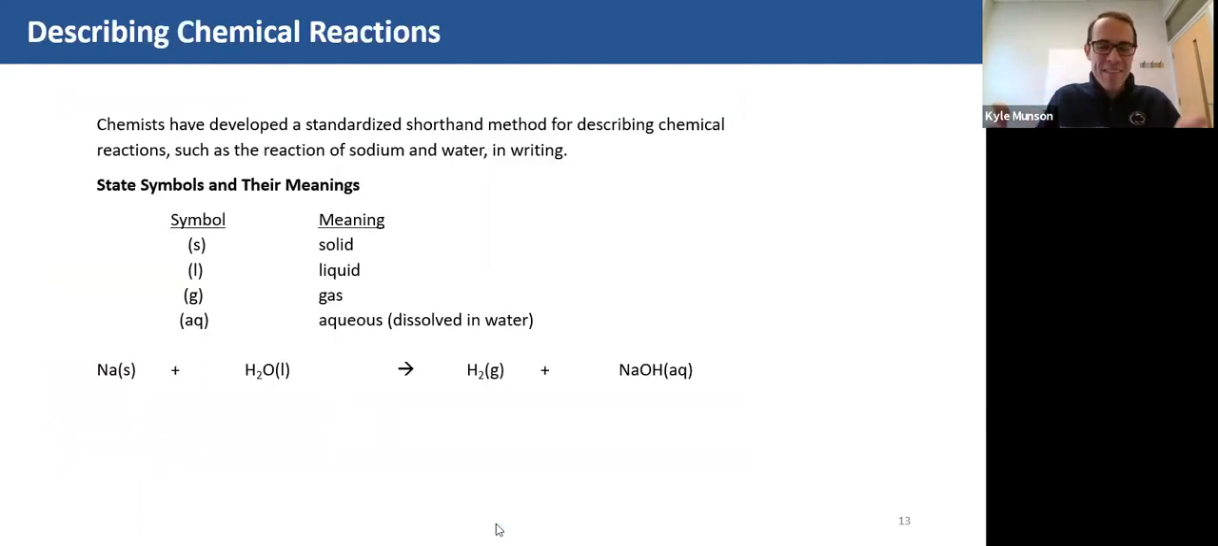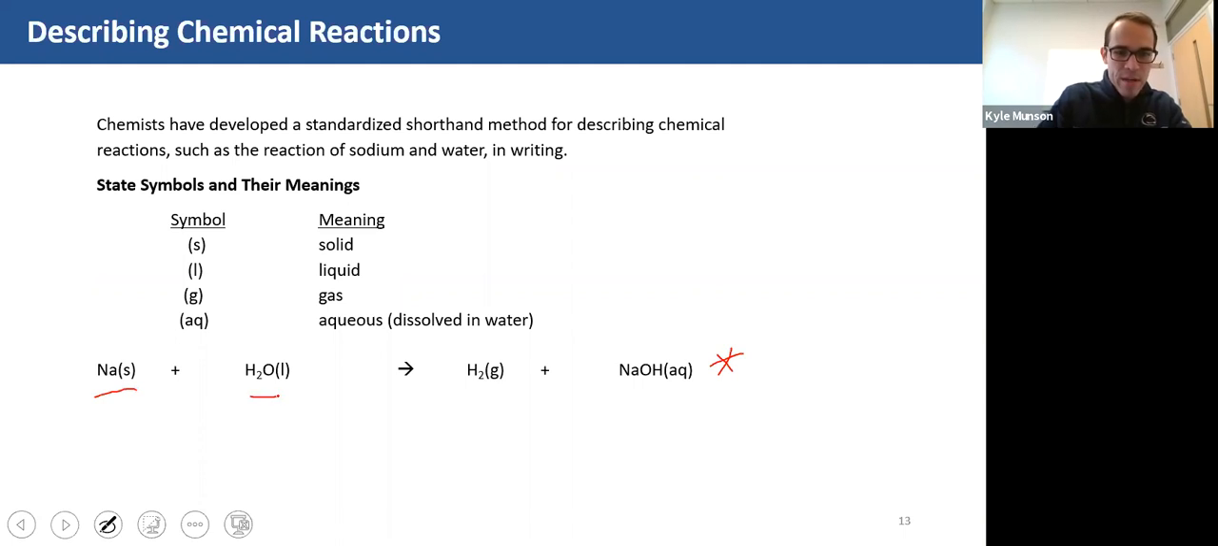Chemists can write out this reaction. So chemists have developed a standardized shorthand method for describing chemical reactions like the one we just saw. So before we do that though, the reaction is shown here. So you have sodium plus water gives me hydrogen gas and sodium hydroxide. That's what we mentioned before is the reaction of sodium with water.